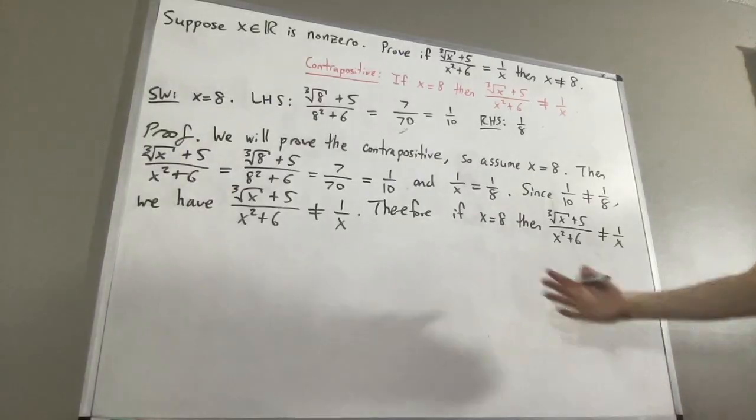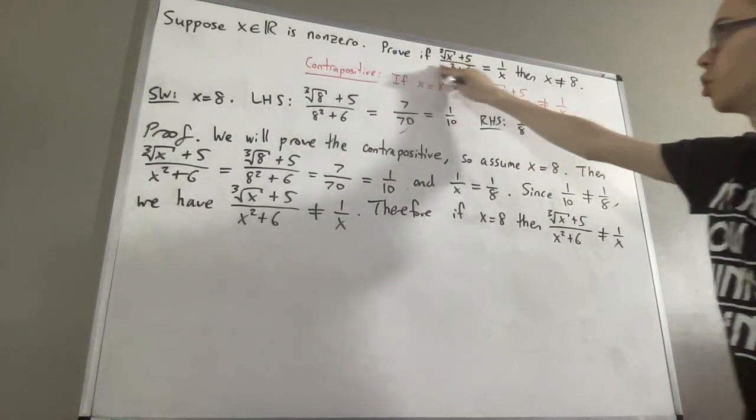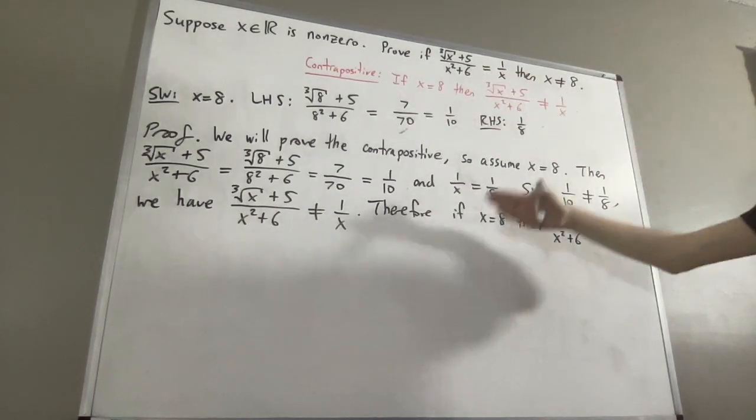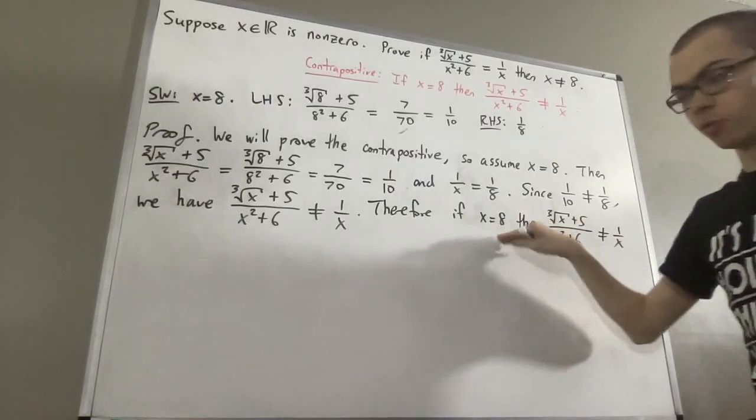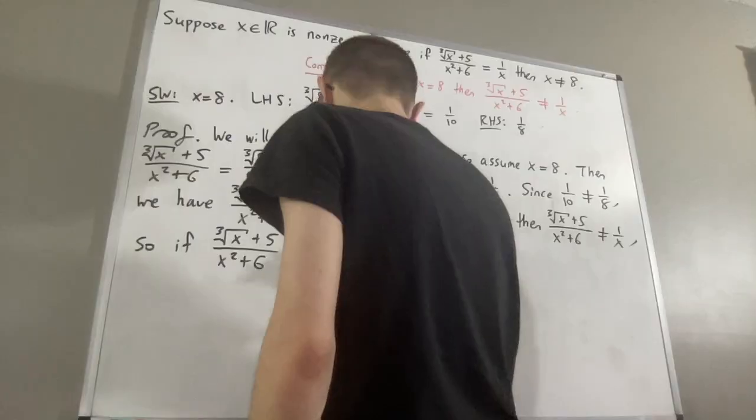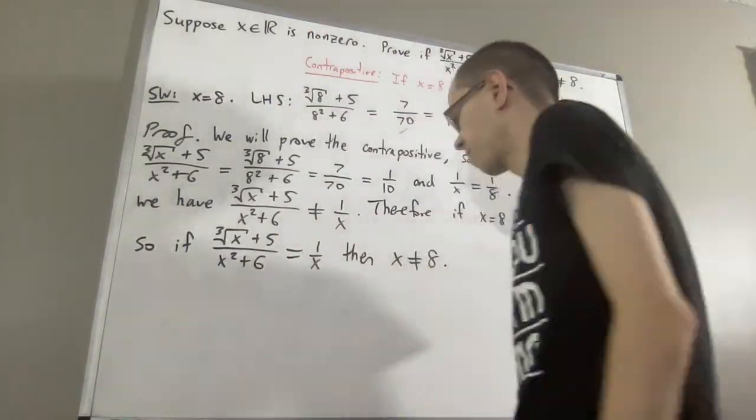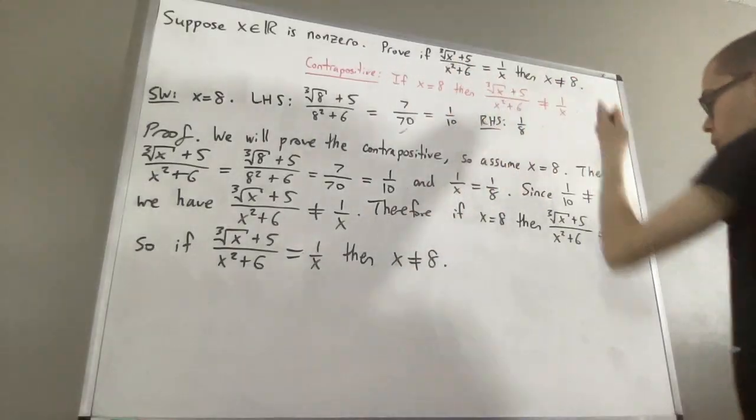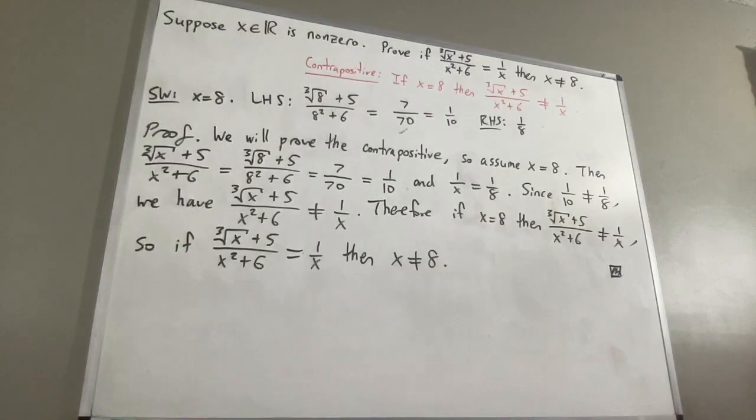But we know by the contrapositive, this statement is logically equivalent to the statement we were trying to prove. So we can conclude if these guys are equal, then x is not equal to 8. So we've proven exactly what we wanted to prove. So this completes the proof. All right, so now let's look at another example problem.